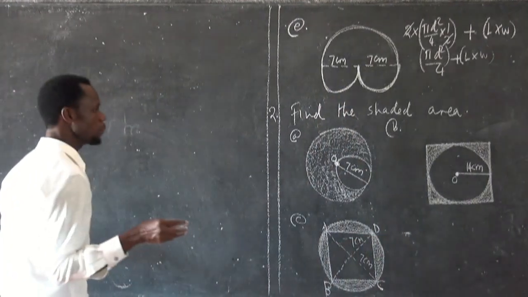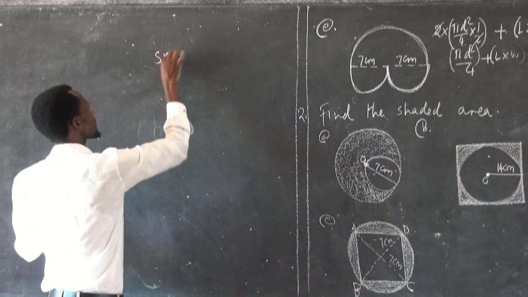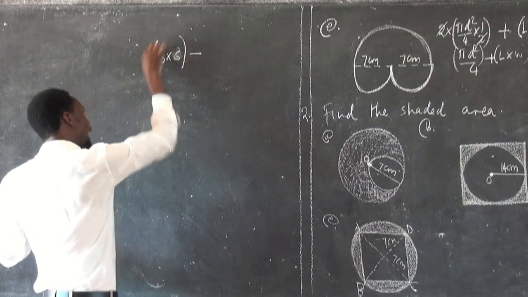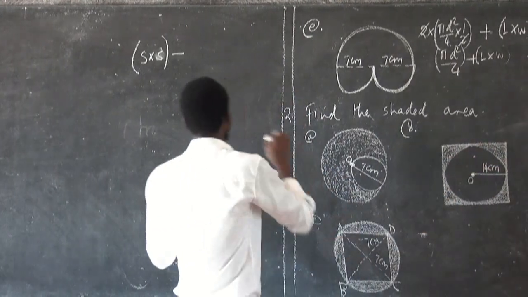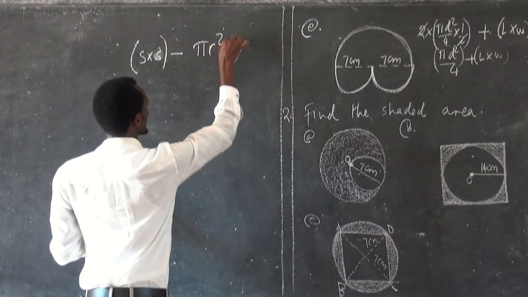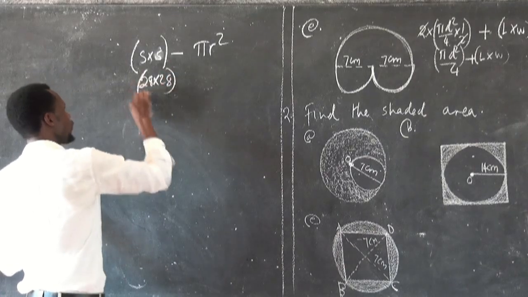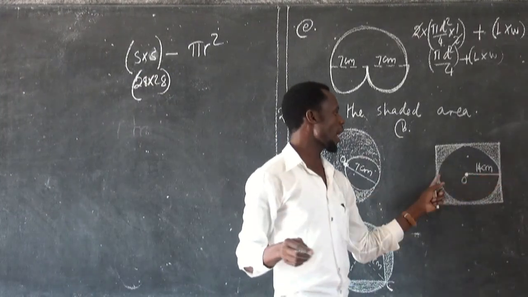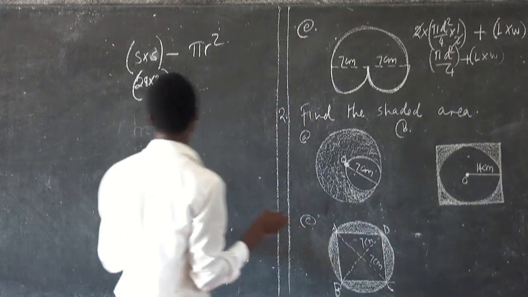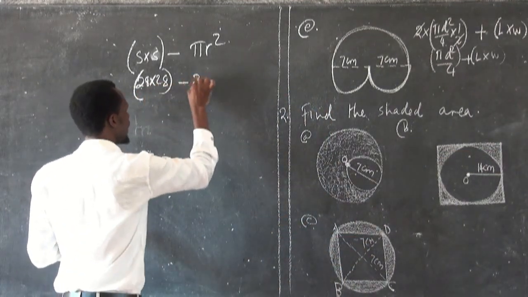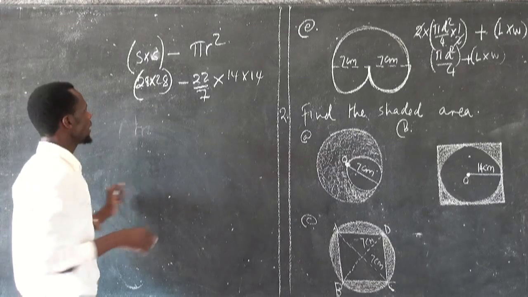Now it is very simple. It is the area of the square, that is side times side, minus the area of the circle, that is pi r squared. Side and side, that is 28 times 28. I've said from here up to here is 28, and the same applies from here up to here. Therefore, 28 times 28 minus 22 over 7 times radius 14 times 14.